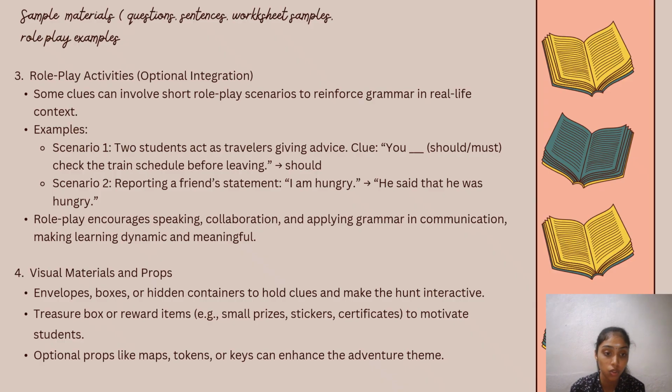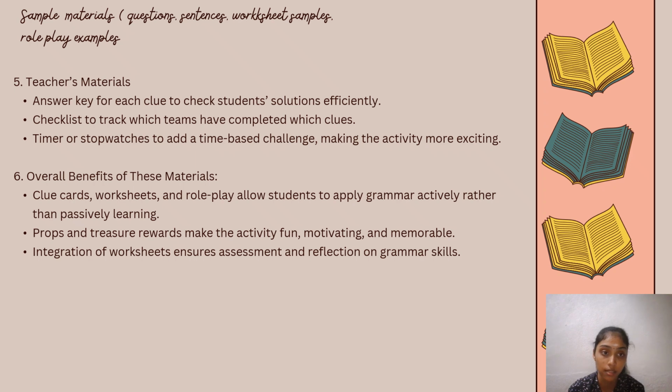Number 4 is visual materials and props. Envelopes, boxes, or hidden containers to hold clues and make the hunt interactive. Treasure box or reward items. Example: small prizes, stickers, certificates to motivate students. Optional props like maps, tokens, or keys can enhance the adventure theme. Number 5 is teachers' materials. An answer key for each clue to check students' solutions effectively.